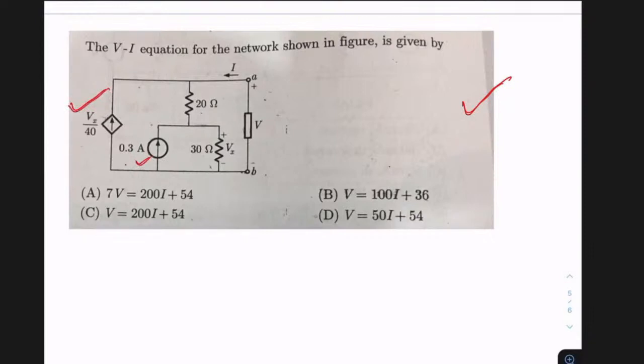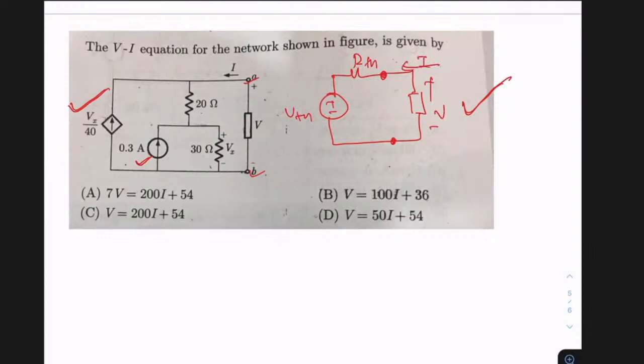You have your own ways to get the VTH and RTH, the techniques we have seen today. Then what I can tell is the network connected to the left of this AB terminal can be replaced by a Thevenin model, which is VTH and the resistance RTH. This is what the circuit is. This is your V and this is your I.